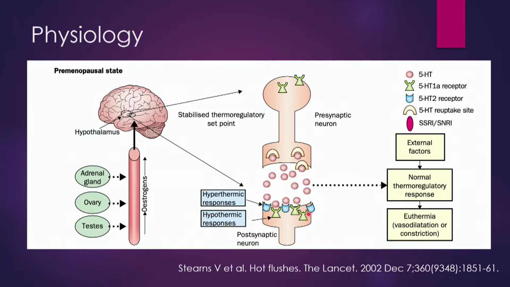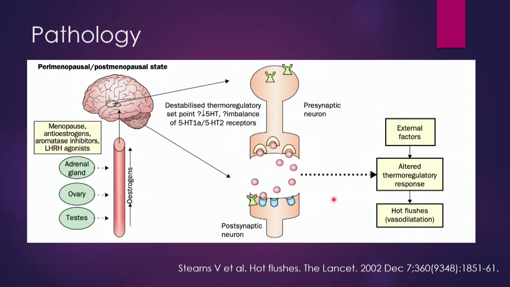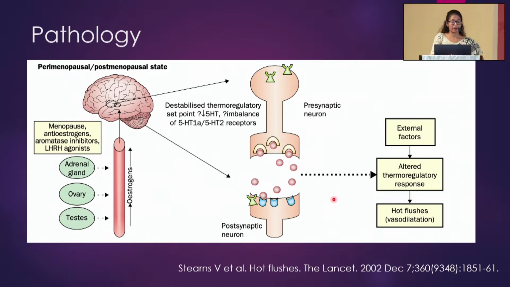So we have two types of receptors in the postsynaptic neurons. 5-HT1 receptors, which is mainly concerned with hypothermic response, and 5-HT2 receptors, which is mainly concerned with hyperthermic response. So the balance of euthermia is maintained with this receptor balance. So what happens in menopause? So now the receptor balance is disrupted.